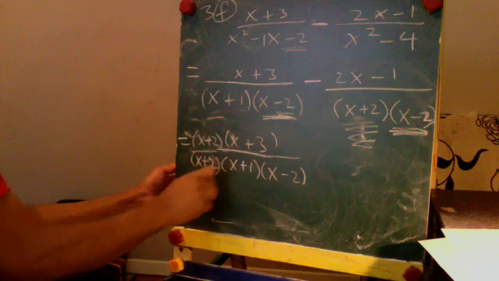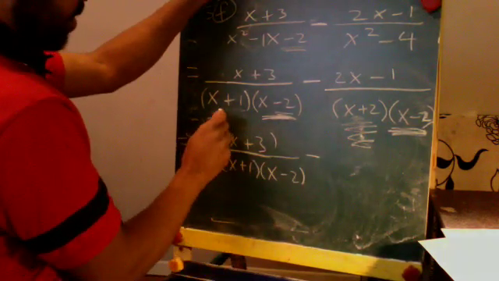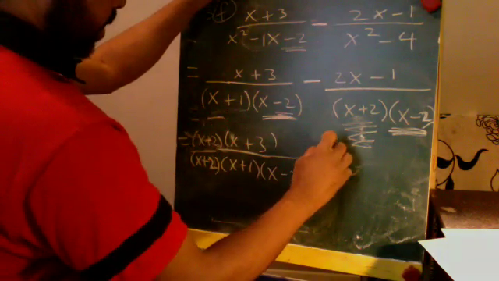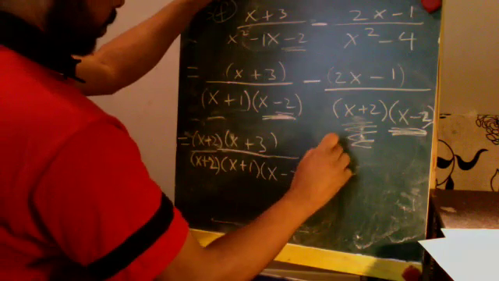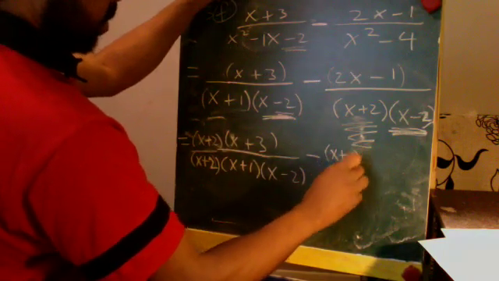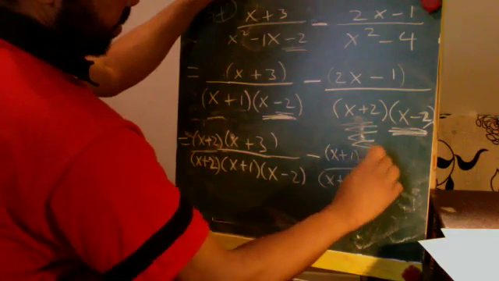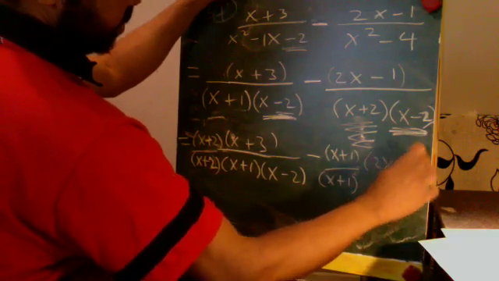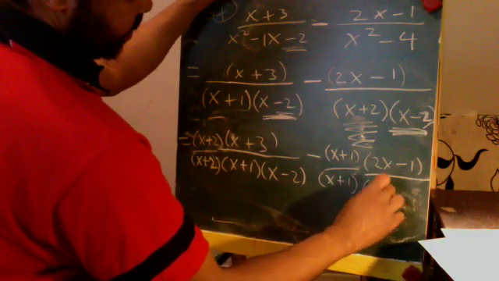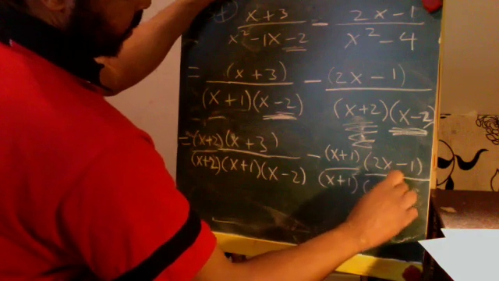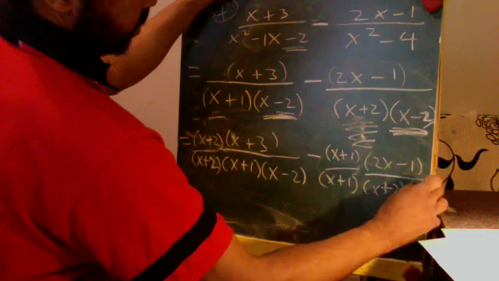Okay? And now the same thing over on the right. What's missing here is I don't have an x plus 1. So I want to multiply by an x plus 1. So I get x plus 1 over x plus 1 multiplied by the previous fraction, which was 2x minus 1 over x plus 2 times x minus 2.